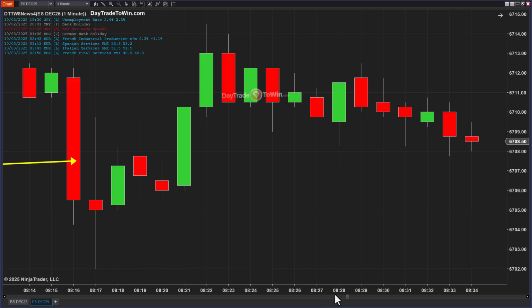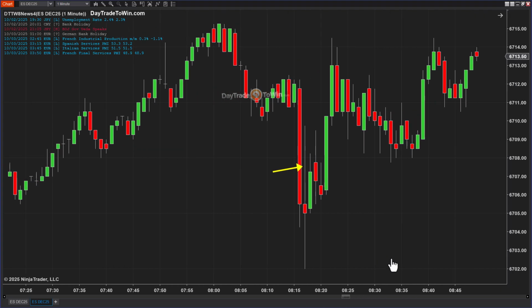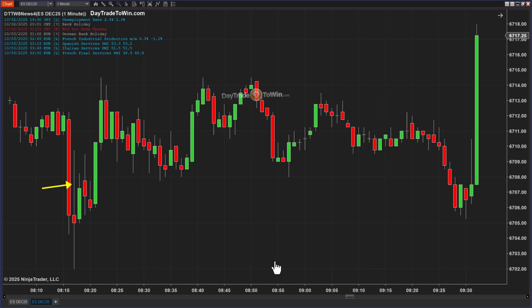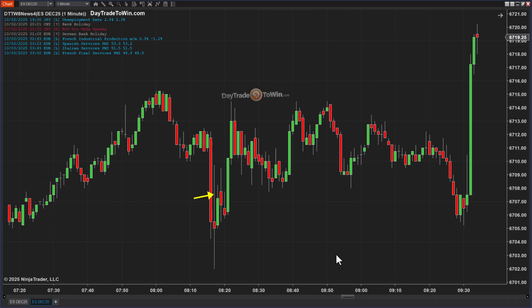So I want to make sure that I'm not following this and entering here. I'd much rather enter once I see it reverse and go up. Because once it hits this area up here, there's a lot of traders now that are stuck. They have to get out, and by getting out, they have to get stopped out.